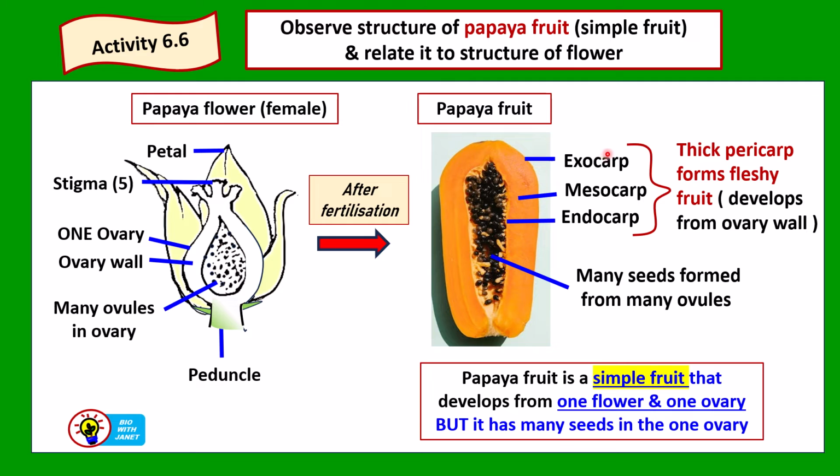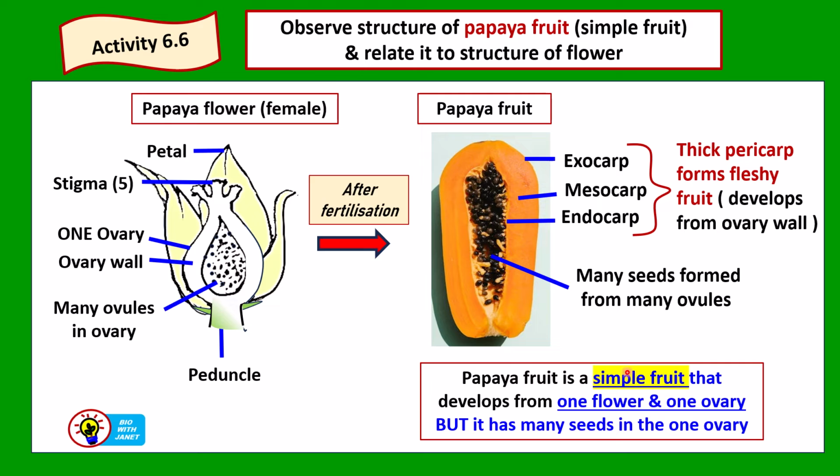Okay, now let's look at the papaya fruit's structure. So this video is useful if your teacher asks you to observe the structure of the papaya fruit and then write a report. You can refer to this, right? So now after fertilization, the ovary develops to form the fruit wall, which consists of the exocarp, which is the skin, the mesocarp, which is the succulent or juicy layer that we eat, and then the endocarp, which is a thin layer here. Then inside, the ovules will develop to form the seeds after fertilization. So there are many seeds inside formed from many ovules in the flower.